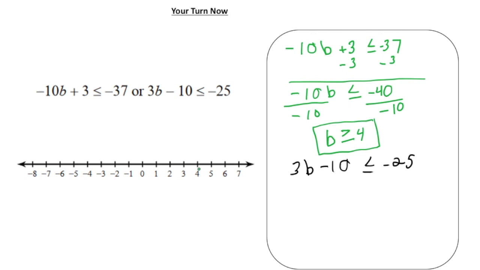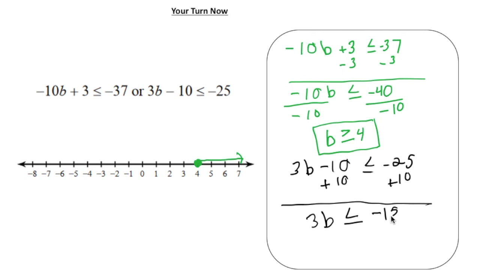So let's graph that. So it's going to be a closed circle. And b is going to be greater than. Now let's graph the second one. So for this one, I'm going to add 10 to both sides, right? So we have 3 times b is going to be less than or equal to negative 15. Divide both sides by 3. And you get b is going to be less than or equal to negative 5.